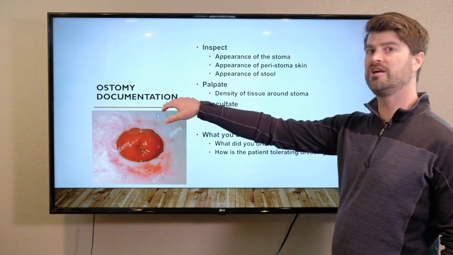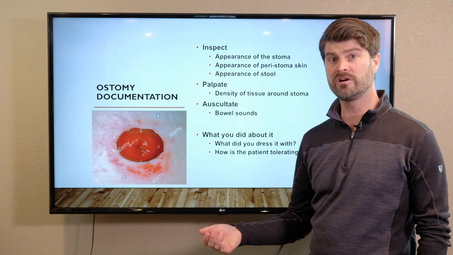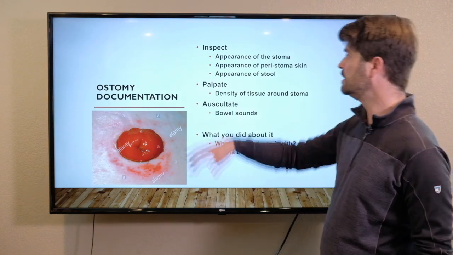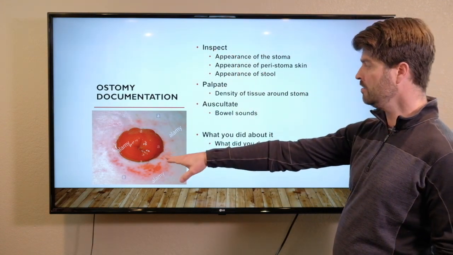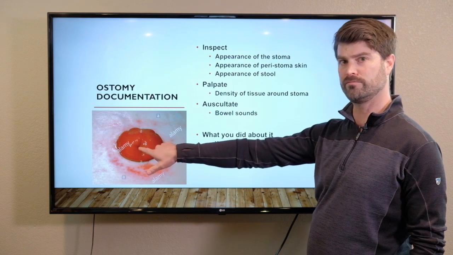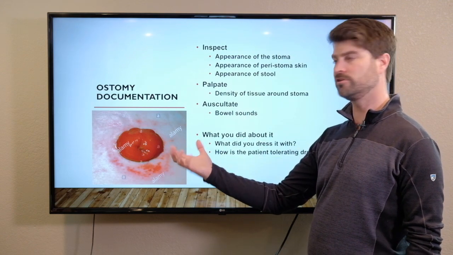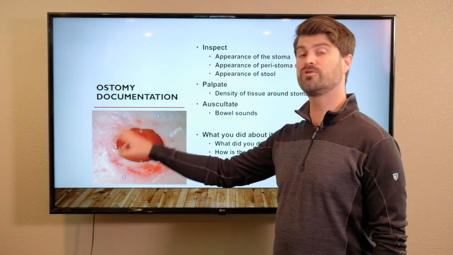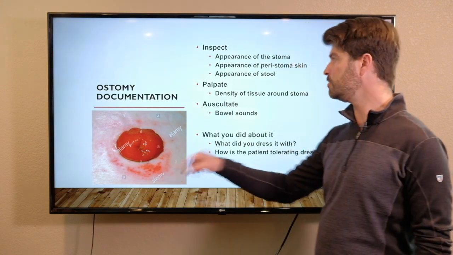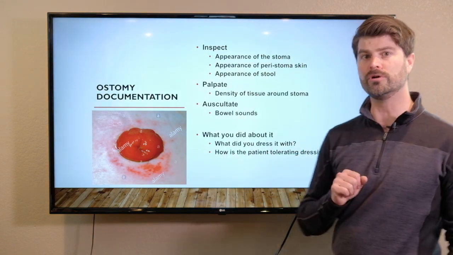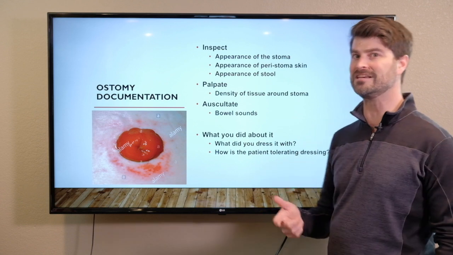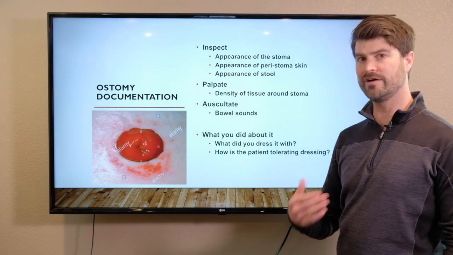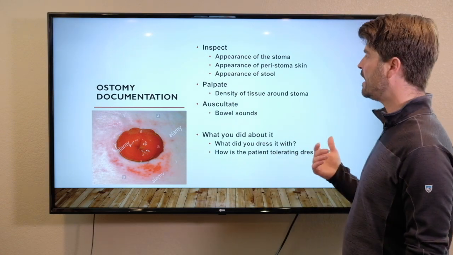So when we do our documentation, we're going to follow the same process we do for our assessment. So look, listen, feel. That's the way we do it. So inspect the appearance of the stoma. It should be nice and pink and like this, a little bit soft looking and moist. Assess the peristomal skin. We don't want to see any excoriation or erythema like we do here. And the appearance of the stool. So what color is it? What consistency is super important because we do want to make sure that it's appropriate for the level of bowel diversion that the patient has.